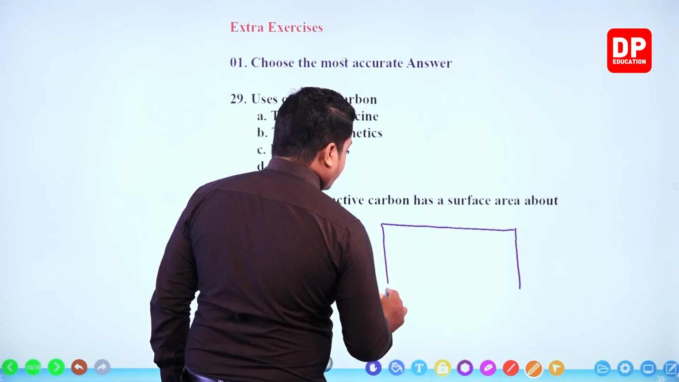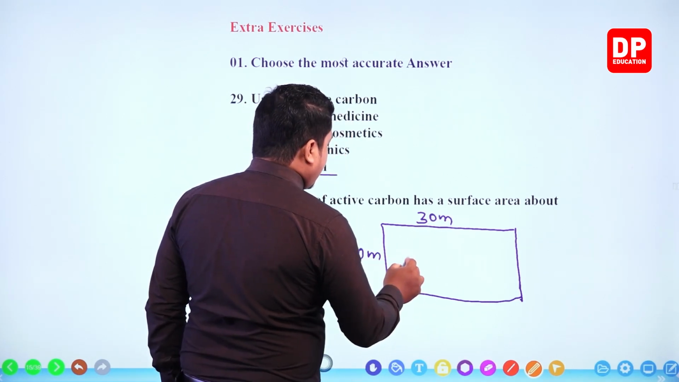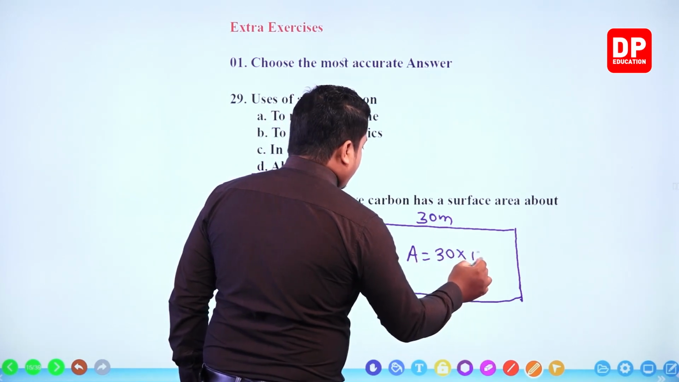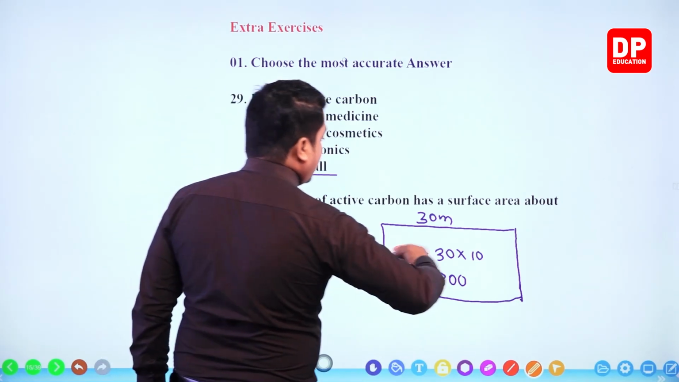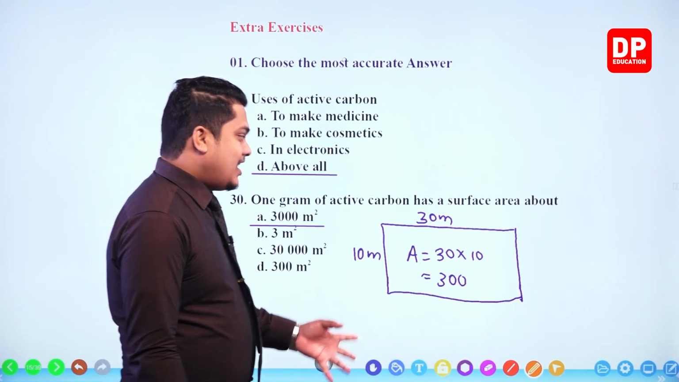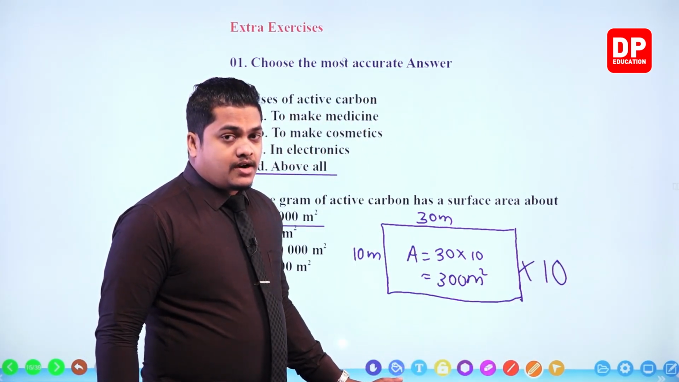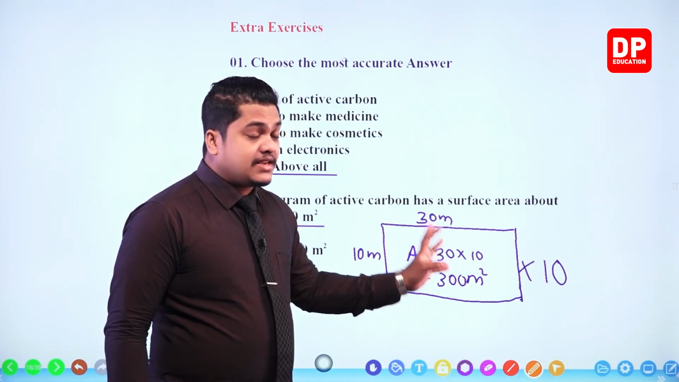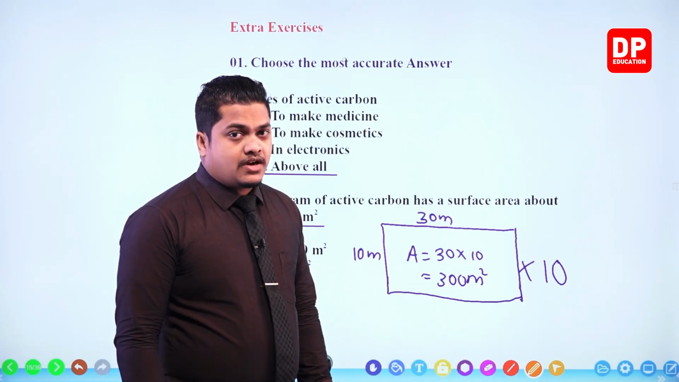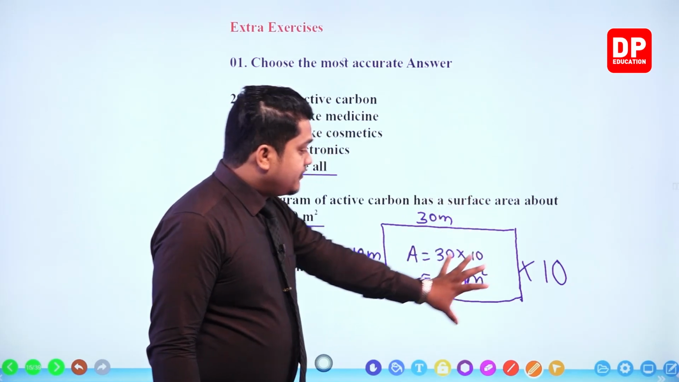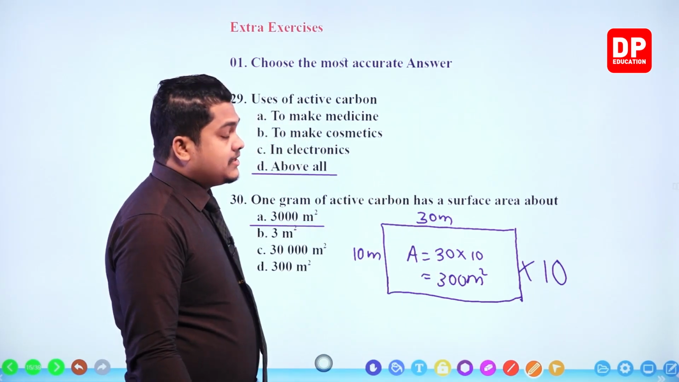It's equal to like this. When you take a certain ground that has a length of 30 meters and a breadth of 10 meters, then the area of this surface is equal to 30 into 10, just 300 square meters. This is just a simple ground. So if you take 10 times of this ground, that surface area is equal to the surface area of 1 gram of active carbon. Just 1 gram of active carbon contains about 10 times the surface area of this playground, which is 30 meters in length and 10 meters in breadth.